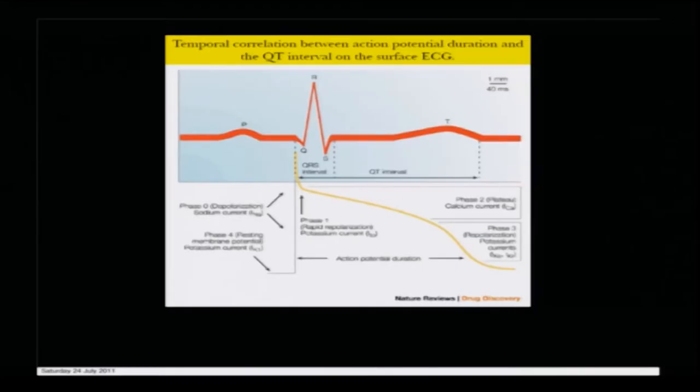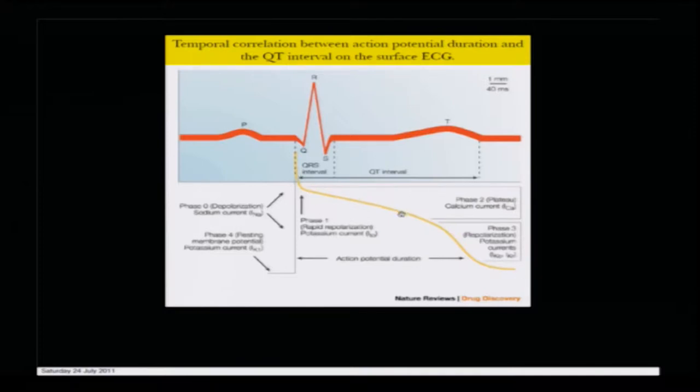Now coming to the temporal correlation between action potential duration and QT interval on the surface ECG. This is what you are seeing, the ECG traces. If you look at the time, this is just a comparison of the time window. What is the time window we are talking about? And this is the ventricular action potential, where you see the rise of the, just a recap of what we have already done, the movement of the sodium ions.